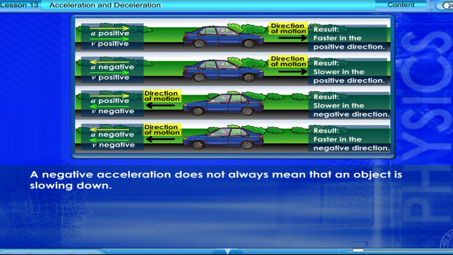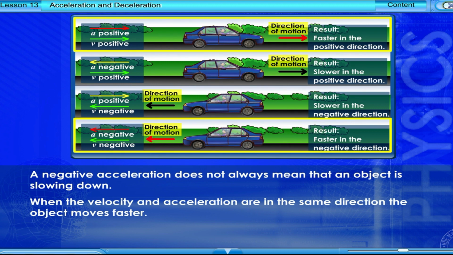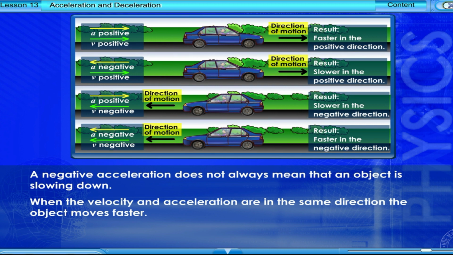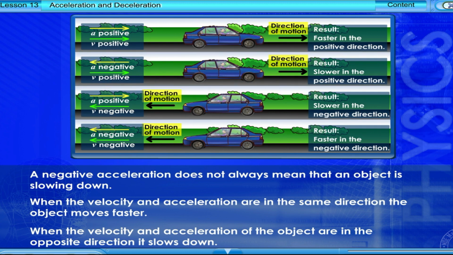A negative acceleration does not always mean that an object is slowing down. When the velocity and acceleration are in the same direction, the object moves faster. When the velocity and acceleration of the object are in the opposite direction, it slows down.